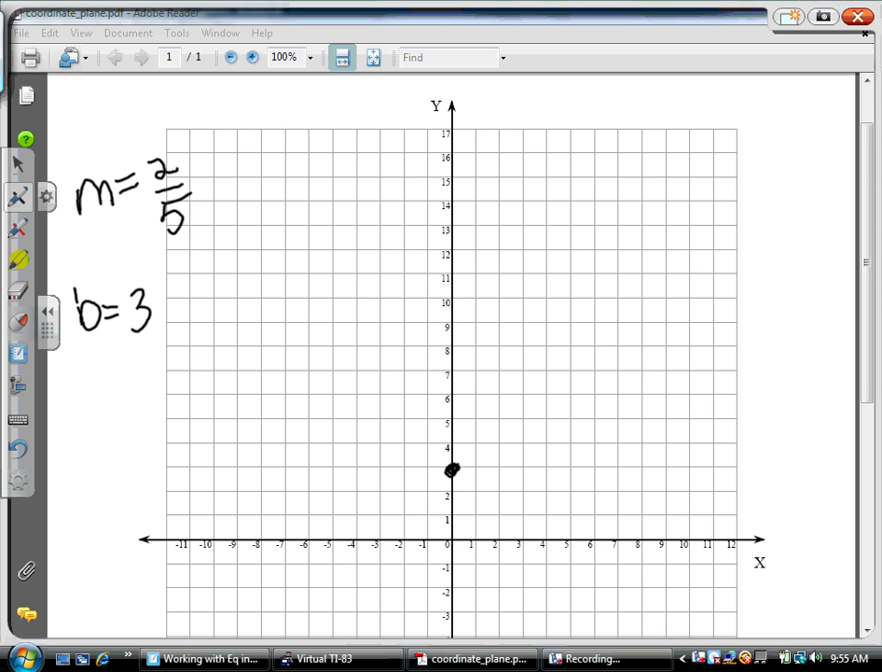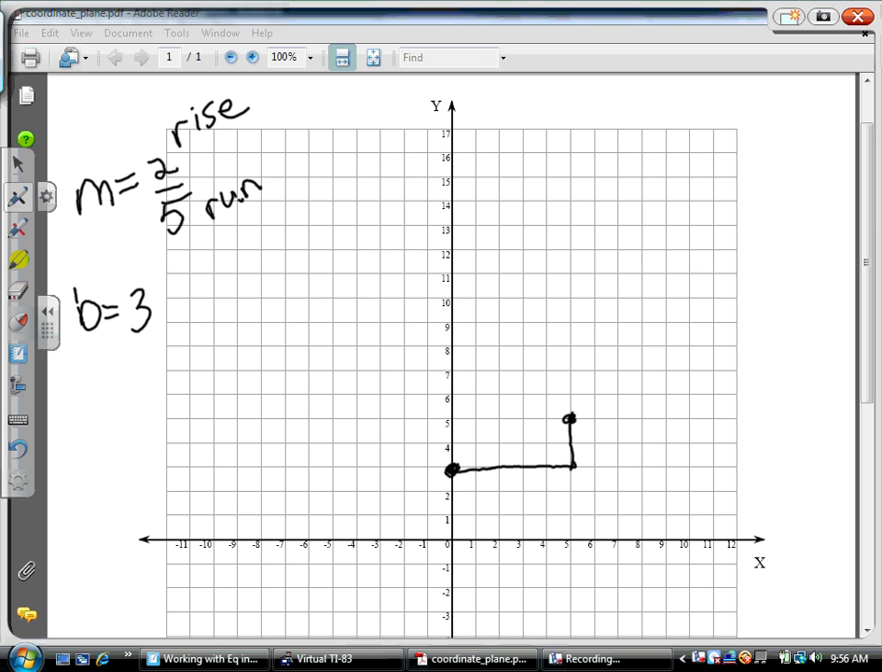Now, the other thing you need to know is dealing with slope, you have to understand what you have. What you have is rise over run, which means we have a rise of 2 and a run of 5. Run means running left to right. Rise means up and down. So we start with the y-intercept, run 5, then rise 2. So we're going to run 5 and rise 2.